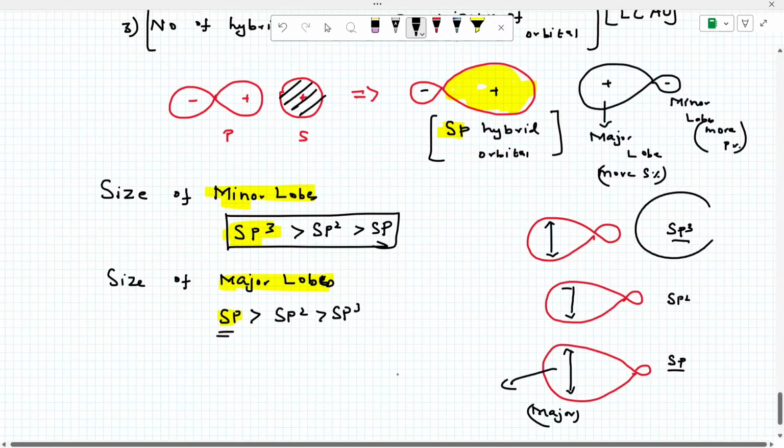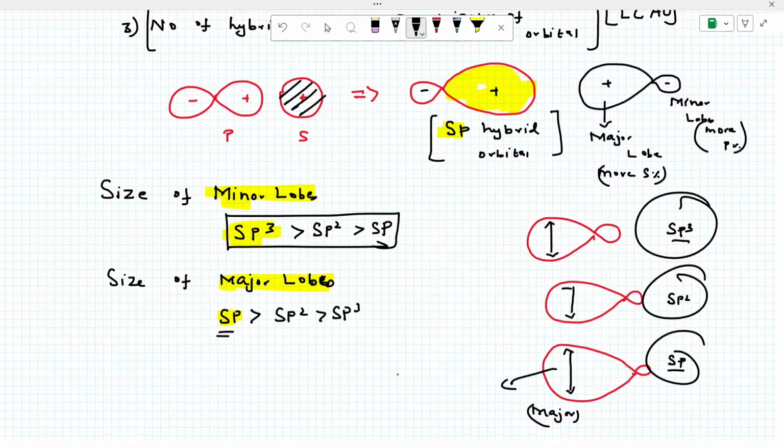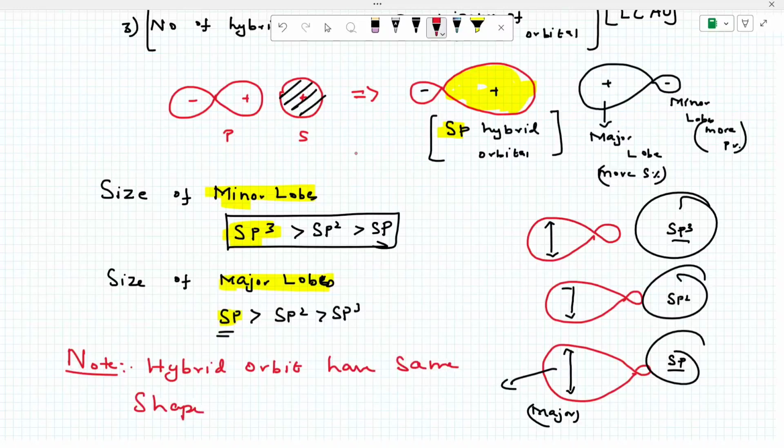புரியுதா? லிசன், அப்ப sp3க்கும் sp2க்கும் sp க்கும் சேம் ஷேப் தான். ஷேப் சேம், ஆனா சைஸ் டிஃபரெண்ட். You got the point. அப்ப ஹைபிரிட் ஆர்பிட்டால் ஹேவ் சேம் ஷேப் பட் டிஃபரெண்ட் சைஸ். Note, very important point. Note, the hybrid orbitals have the same shape but different size. Important, please note.